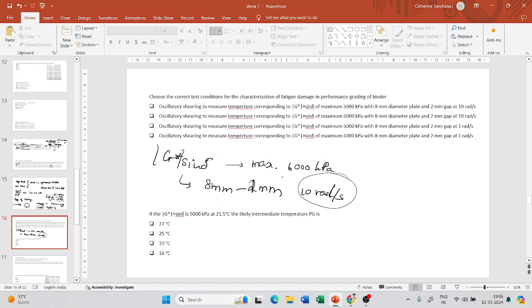Now you should be having a question: why have the dimensions of the sample reduced? Why not use the same dimensions of the sample? We tested the high temperature, for high temperature we used a sample of 25 mm diameter and 1 mm height, and for intermediate we are using 8 mm diameter and 2 mm height. Why not use the same dimensions?